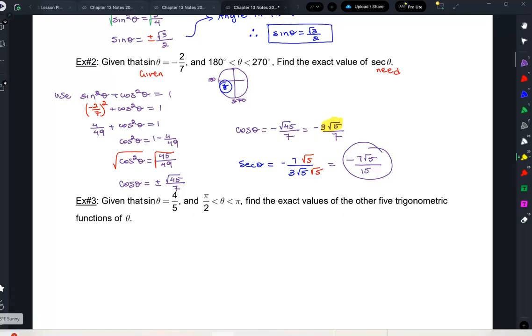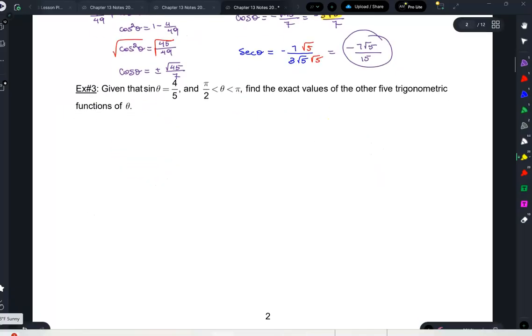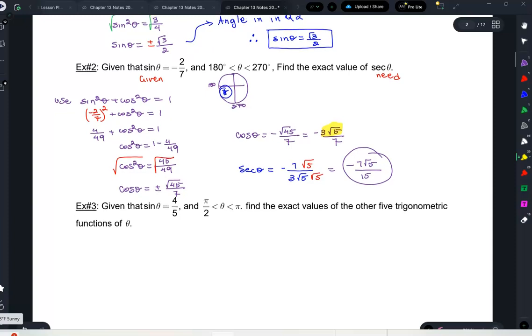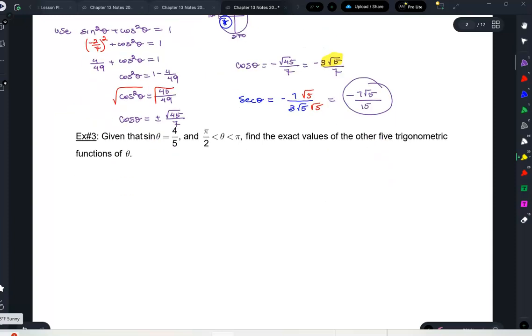Yeah, for sure. You want to get the final answer for cosine first, then do that extra step. It's just easier that way. All right. So now, given that sine is this and theta is between these two, find the exact values of the other 5 trigonometric functions of theta. Here you were given sine and we just needed secant. Now we're given sine, and we need to find cosine, tangent, secant, cosecant, cotangent. It's a lot, but we can do it.